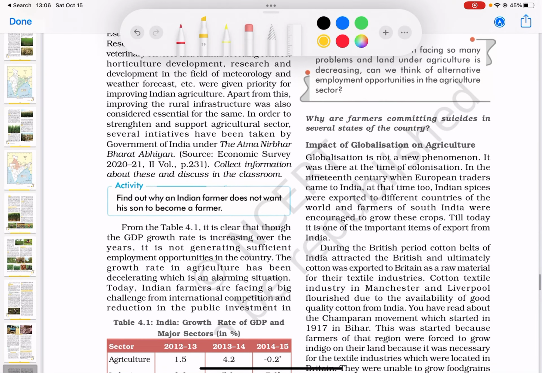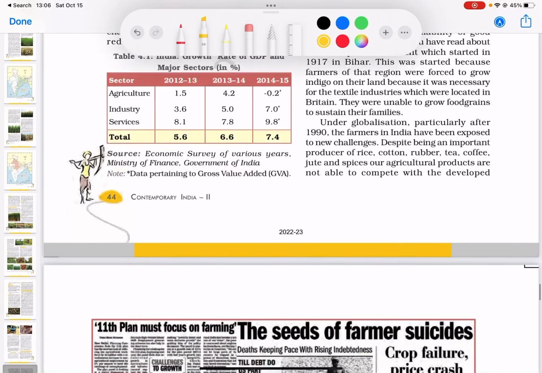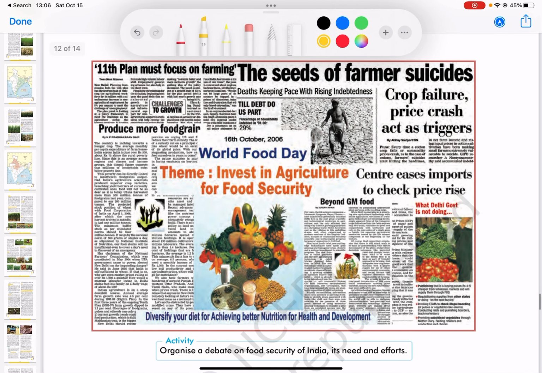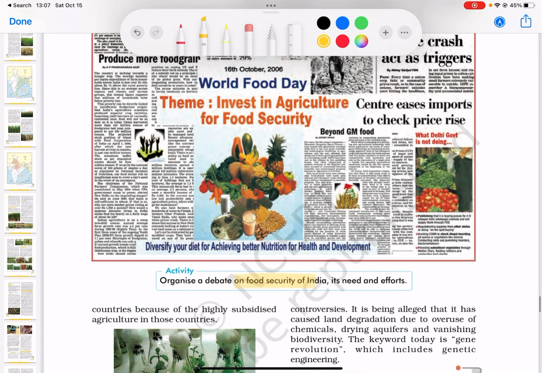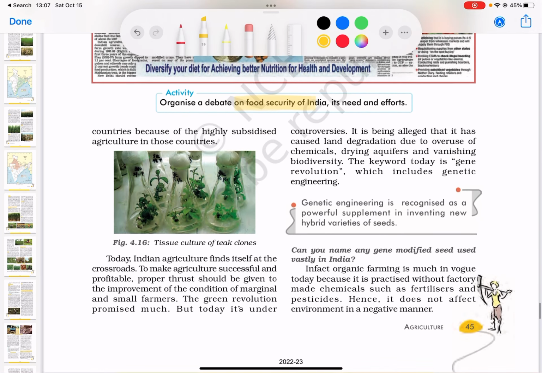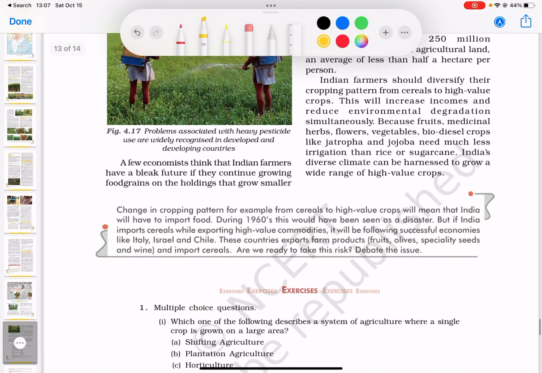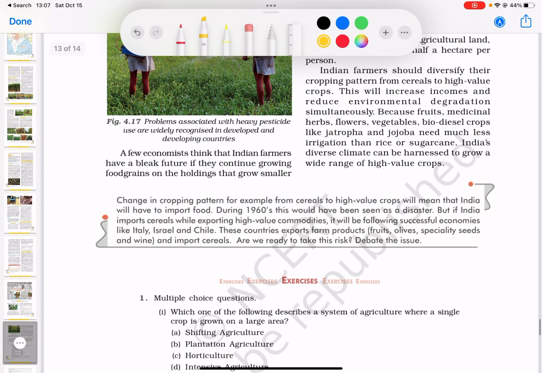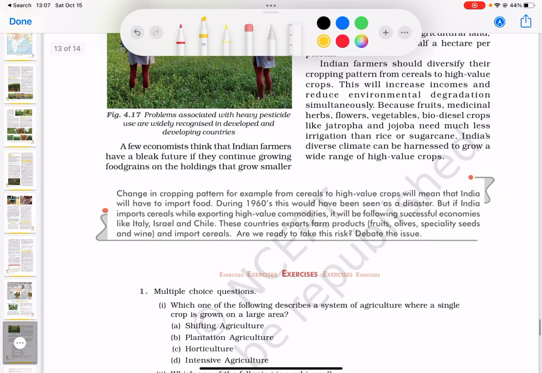Then finally, I think in this chapter there is also the discussion on the impact of globalization on agriculture. What does globalization mean? Then you can see that the other theme that is discussed is food security, right? What is the meaning of food security and why is it important for India? Okay, so that's what we'll be looking at. And I think, yeah, those are the key ideas that we'll be discussing in this chapter.